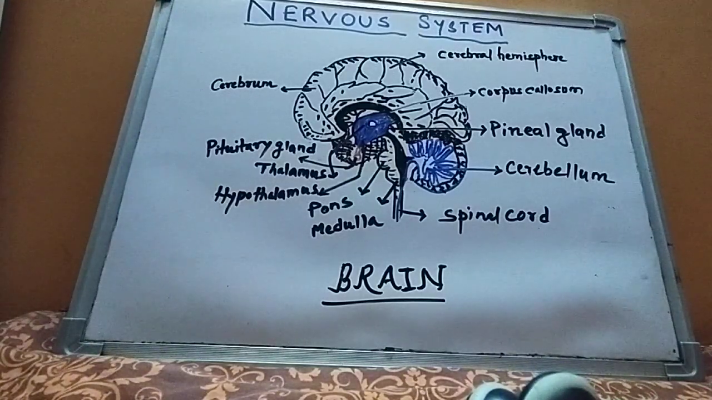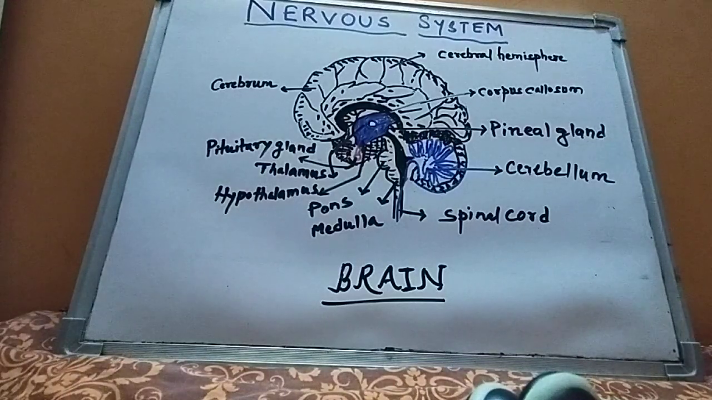And the brain is protected by three membranous layers or coverings, we can say, and it is called meninges, which continue backwards on the spinal cord itself also. The three different meninges from outside to inside are dura mater, arachnoid mater and pia mater.